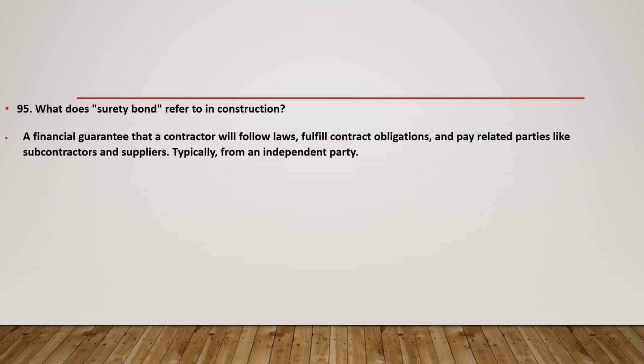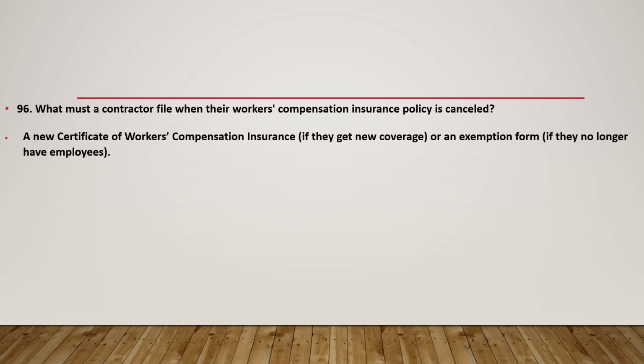95. What does surety bond refer to in construction? A financial guarantee that a contractor will follow laws, fulfill contract obligations, and pay related parties like subcontractors and suppliers. Typically from an independent party. 96. What must a contractor file when their workers' compensation insurance policy is canceled? A new certificate of workers' compensation insurance, if they get new coverage, or an exemption form, if they no longer have employees.